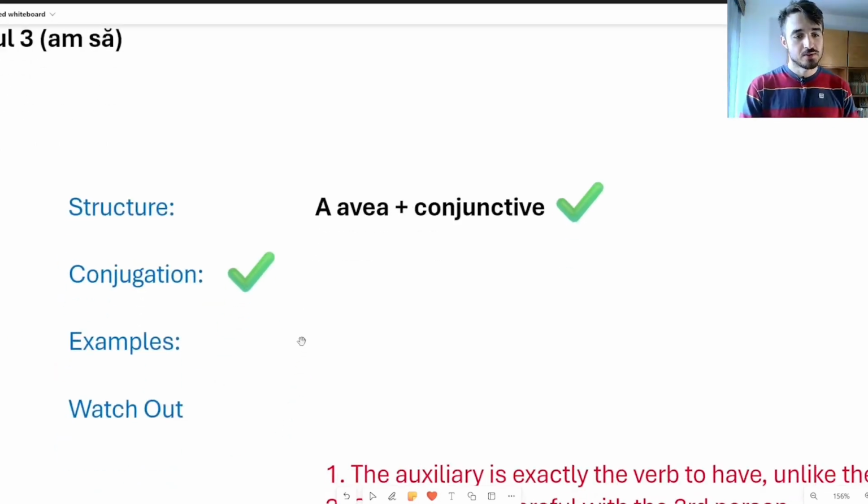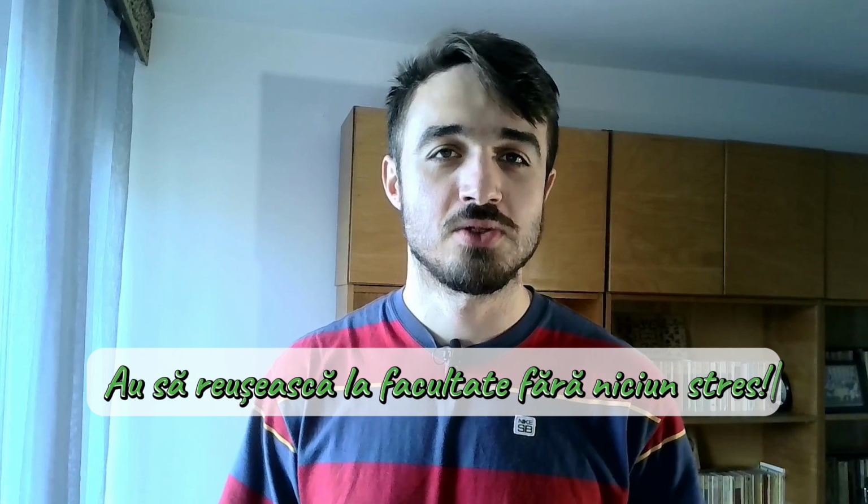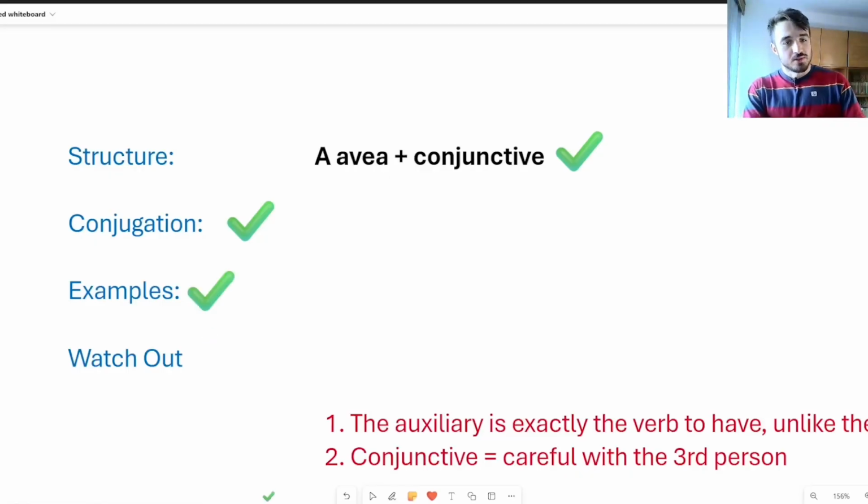Let's move now to a couple of examples. Same principle, I'll try to give you some variety, whether we're talking about a negative or an affirmative sentence. The first one is, nu am să reușesc niciodată. Translates to something like, I will never be able to make it. The second one is, au să reușească la facultate fără niciun stres. Which translates to, they will manage, they will be able to get into the university without any stress, without any concern. Now the examples are also done and over.